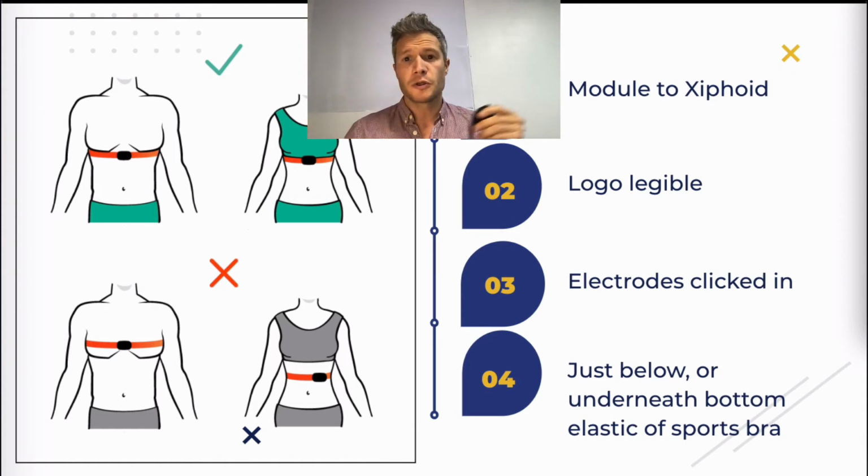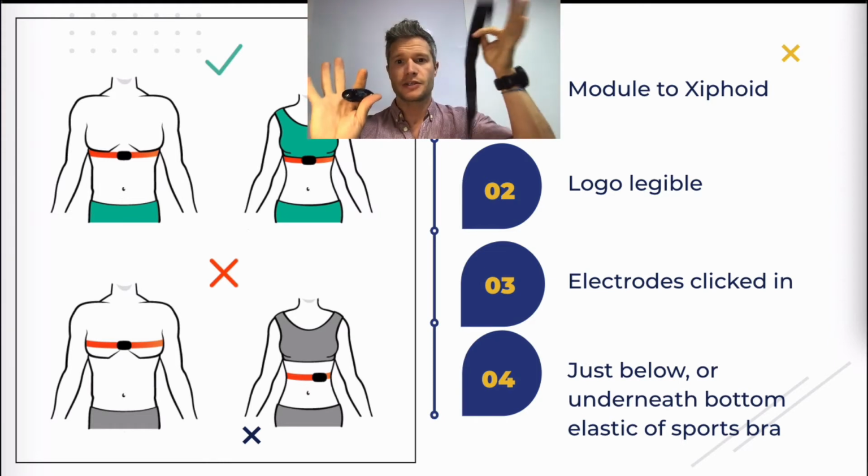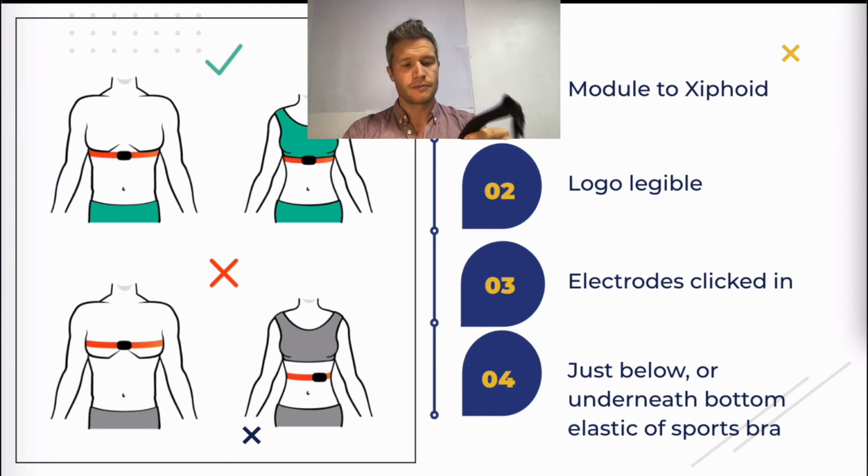Mine's Polar. I like Wahoo quite a bit. It doesn't matter what brand it is. They're all going to work hopefully the same as long as they're a decent, well-known brand. Some have a little module on top that you can peel off. You just pop it right off. So you have the strap and the little electrodes in the module, and you put it back on.